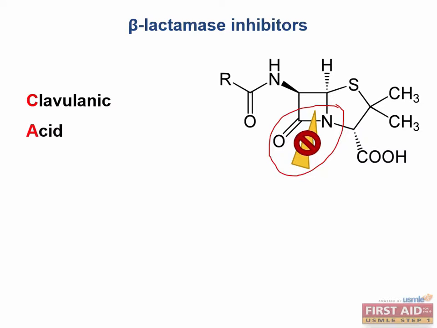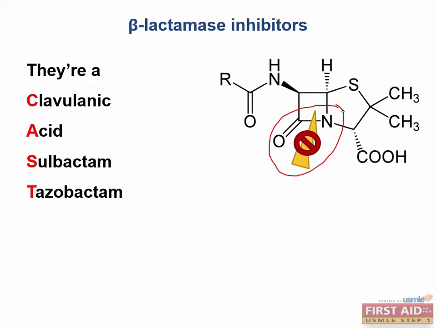Clavulanic acid, which is combined with what drug? The aminopenicillins. Very good. Ampicillin in particular. Then there's sulbactam, which is combined with what? Amoxicillin. Very good. And then there's tazobactam, which is combined with which penicillin? The antipseudomonals, piperacillin and ticarcillin. So, these drugs are a cast.